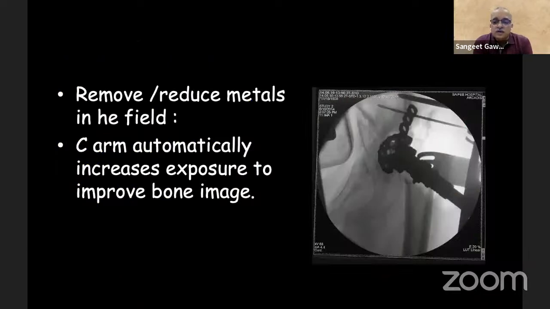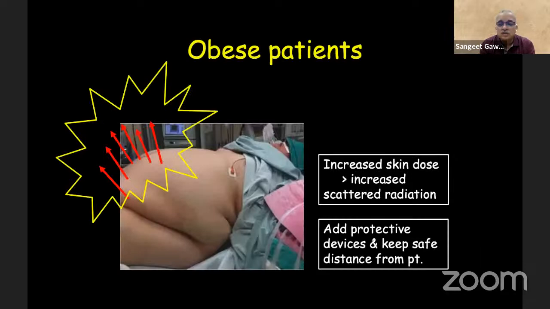Whenever you're taking an X-ray, all the metalware, like in this total hip replacement, there is a K-wire or a Steinmann pin, there is a Charnley's retractor. Besides this, there is an instrument to hold the trial. So all these metals require a higher exposure. That means higher exposure, higher is the scattered radiation. So whenever you're taking a shoot, try to remove as much metal as possible before you take a shoot. That will reduce the scattered radiation.